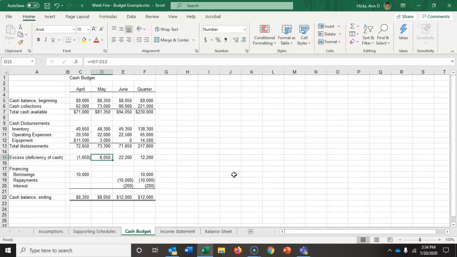Now, note, we have our minimum cash balance, but do we have enough to pay any of that previous borrowing back? And the answer is no. So there will be no activity in the financing section. Then for June, beginning cash is what we end May with.